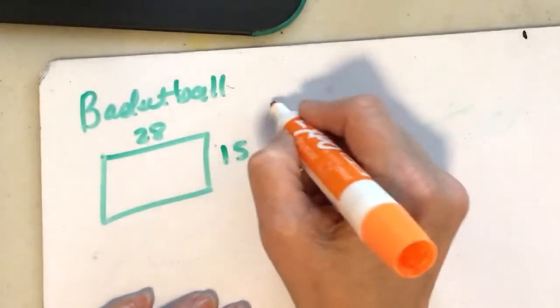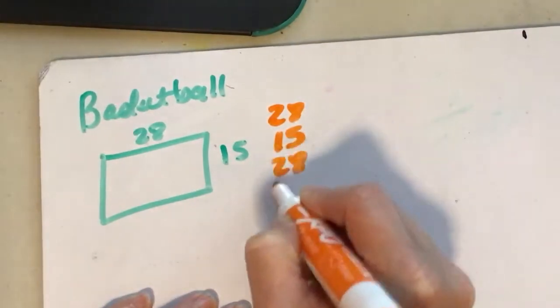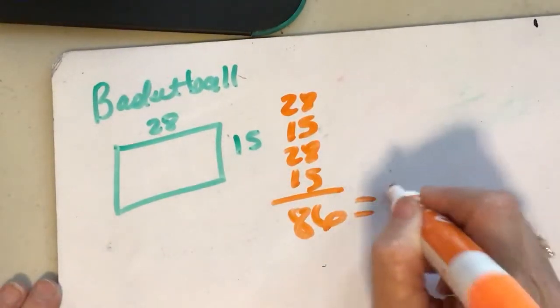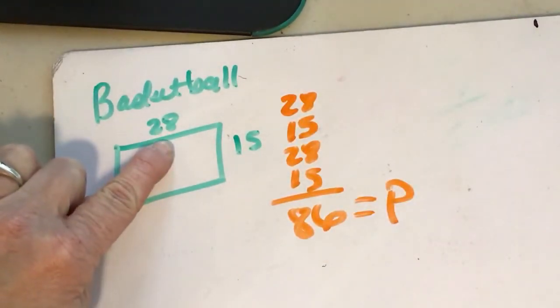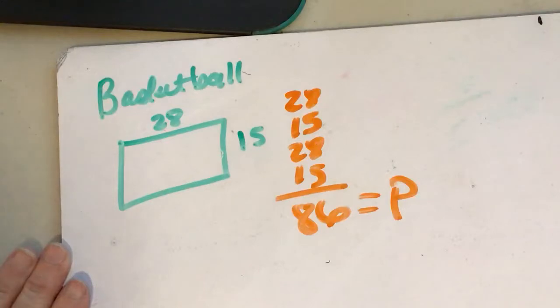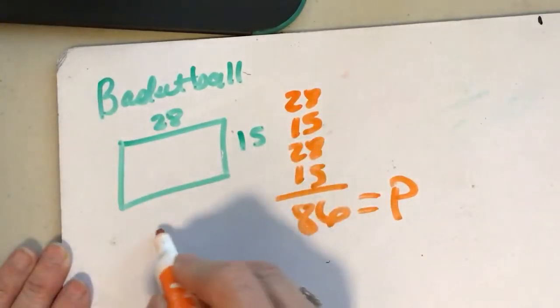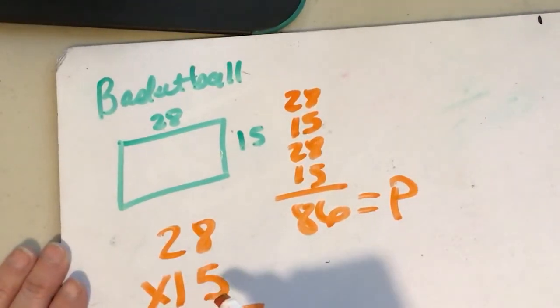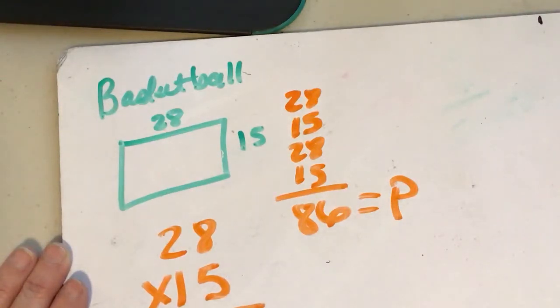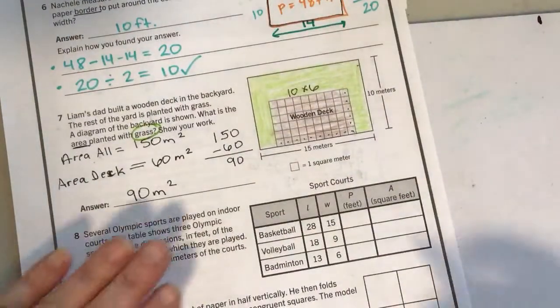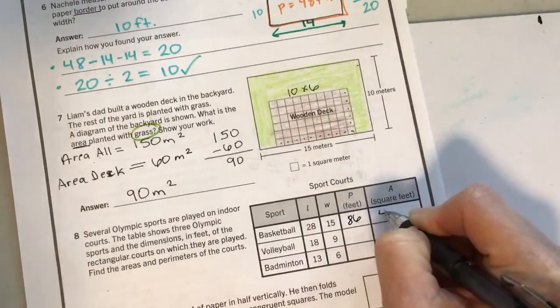And that's going to give me 28 plus 15 plus 28 plus 15, which is 86. So that is my perimeter. Now I could have done 28 times 2 and 15 times 2 and added that together. All right, in order to get the area, which is length times width, I'm going to do 28 times 15. When I do 28 times 15, I get 420. All right, so we're writing 86 and 420.